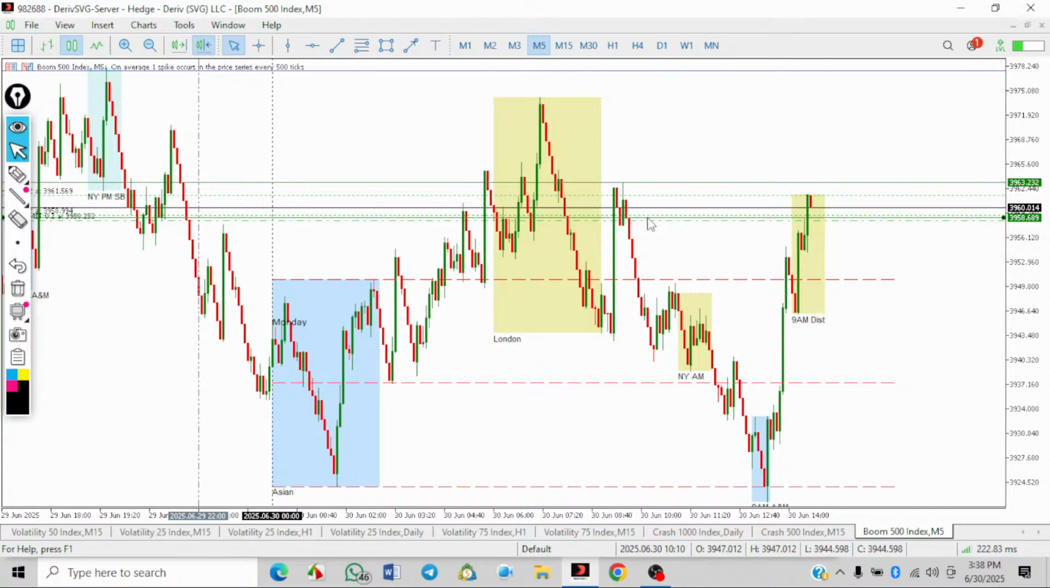So let me check for my 9:30 a.m. opening price. This is 10. So this is my 9:30 opening price. So I can have another limit here.